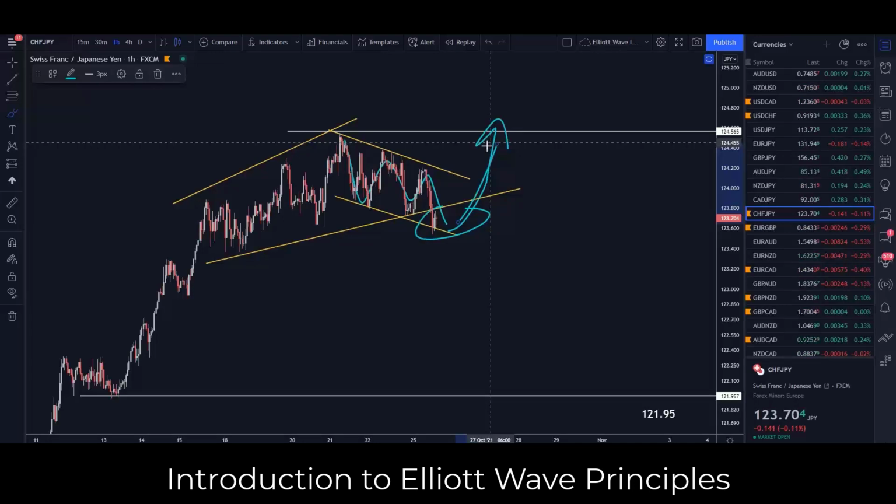So yes, you can still definitely capitalize on this, but because the 4 hour is telling me down, the 1 hour is telling me up. In a way, I can see it as a conflict.